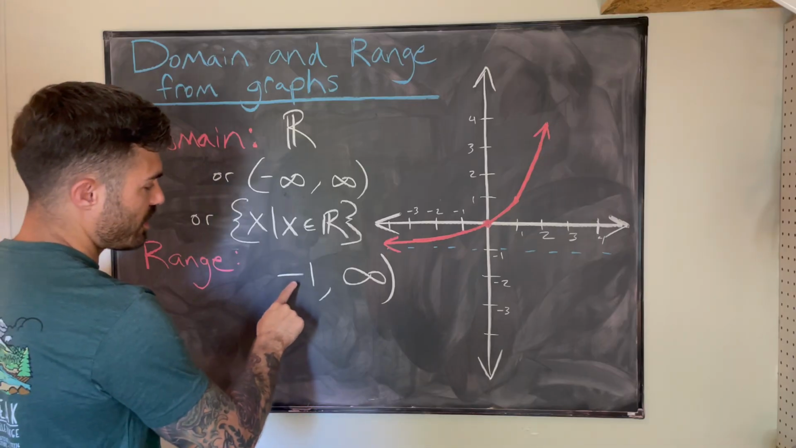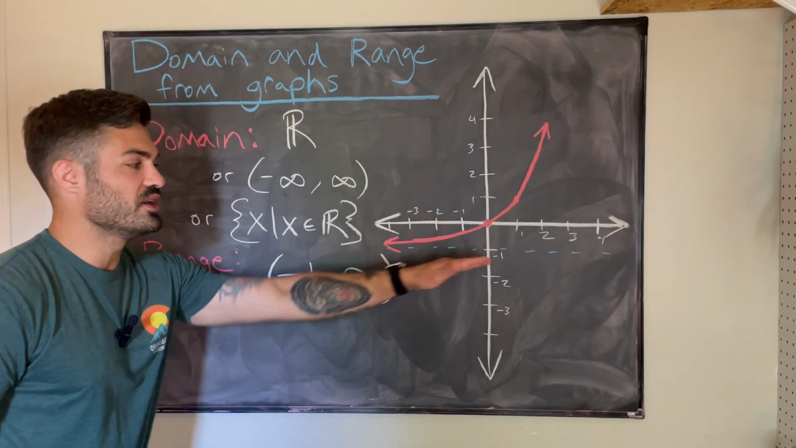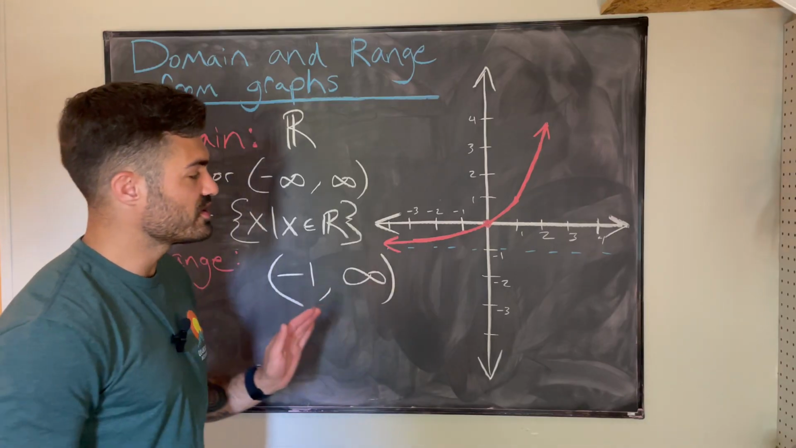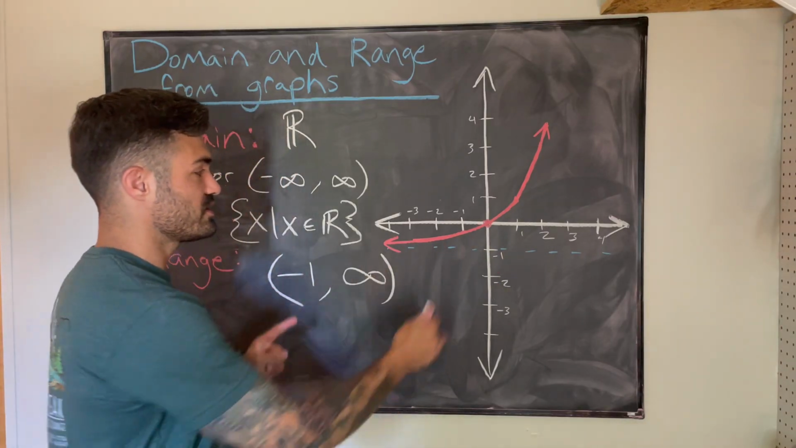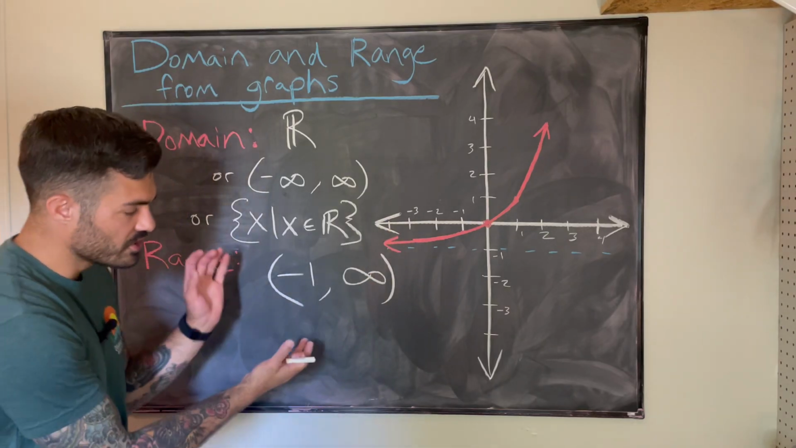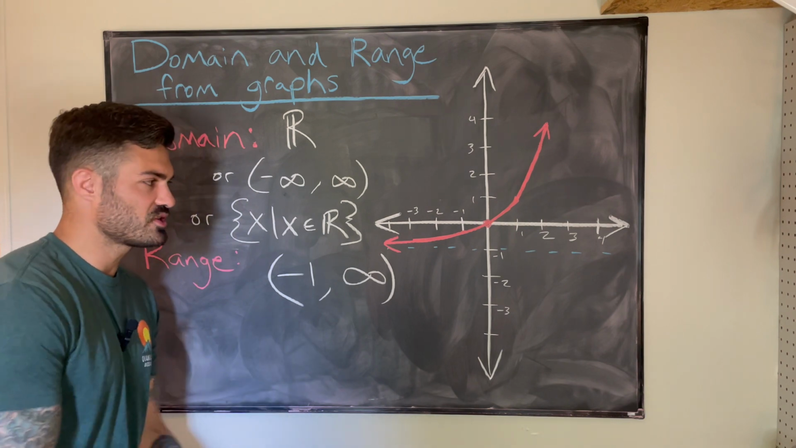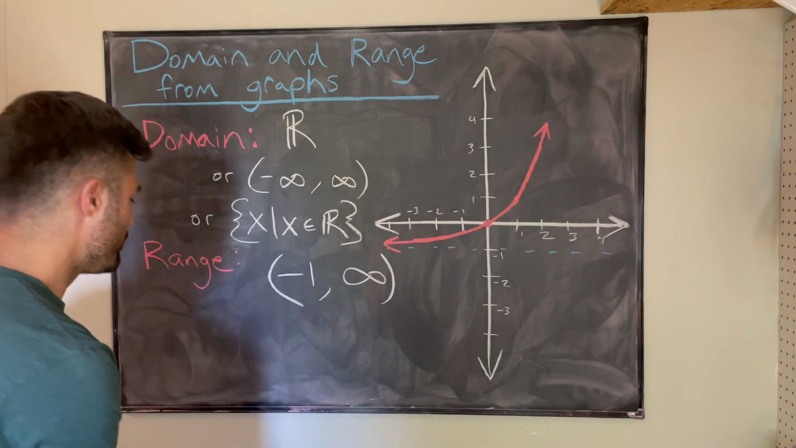And now we just have to think about what do we put here, and it is a parenthesis because negative 1 is not included in the range. Negative 1 is not represented as a y coordinate. The y coordinates never quite touch negative 1. They get closer and closer. That's this parenthesis idea. So we always use parentheses with asymptotes. Horizontal asymptotes, vertical asymptotes, parenthesis.